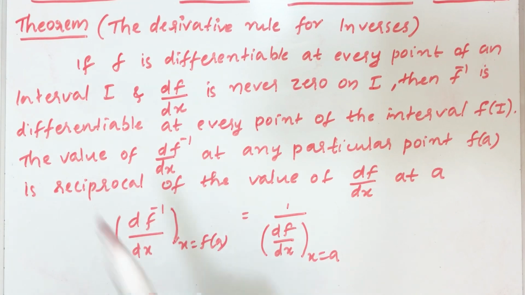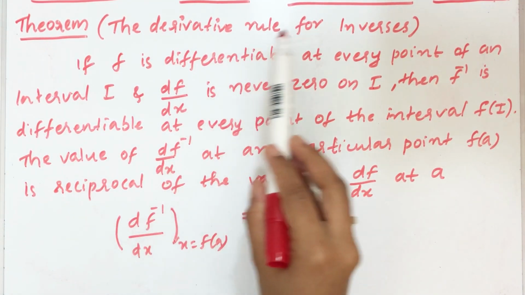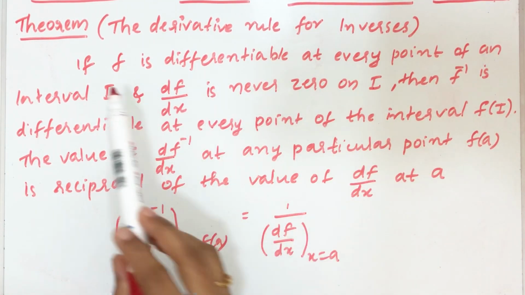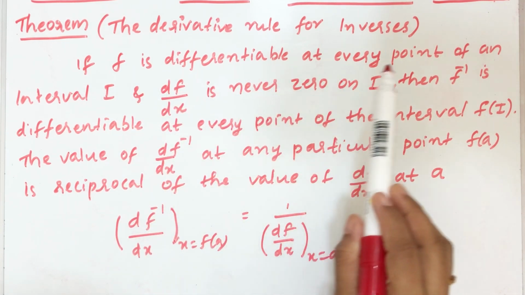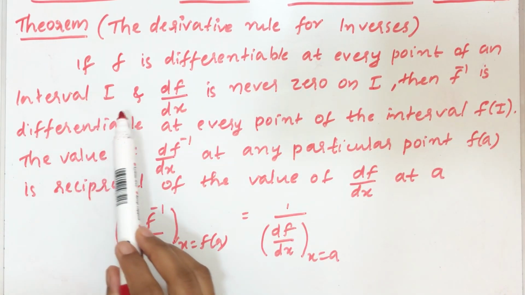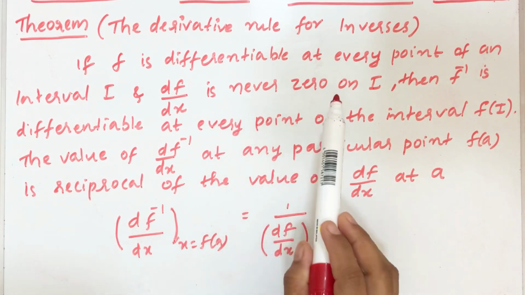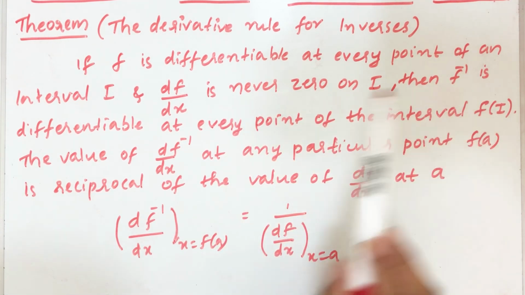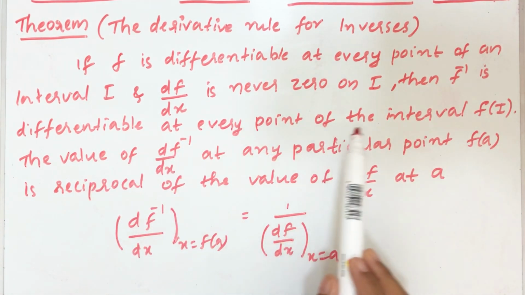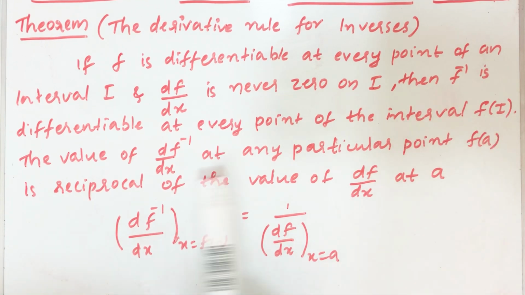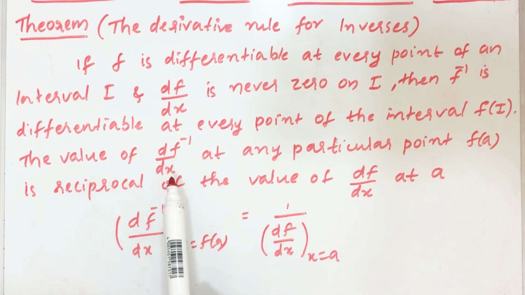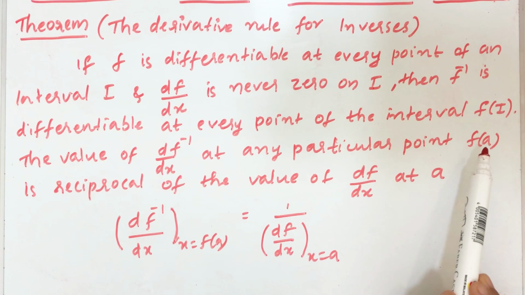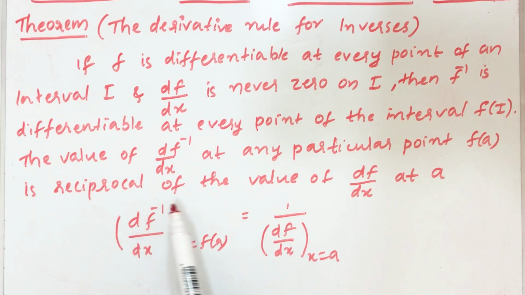So the theorem, the derivative rule for inverses. If f is differentiable at every point of an interval I and df by dx is never 0 on I, then f inverse is differentiable at every point of the interval f of I. The value of df inverse by dx at any particular point f of a is the reciprocal of the value of df by dx at a.